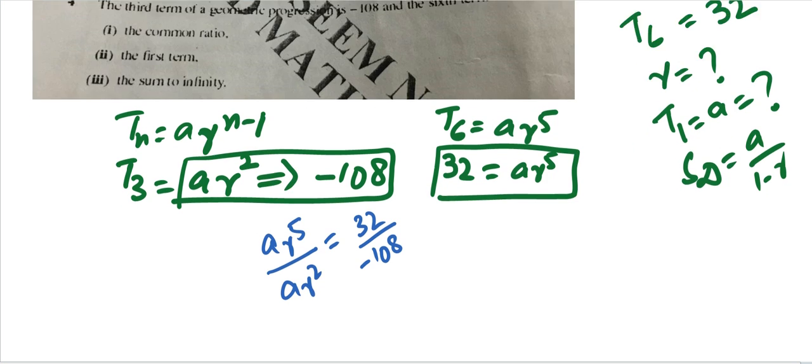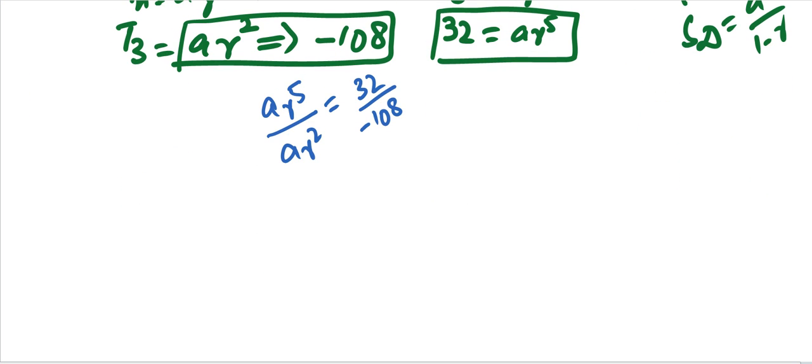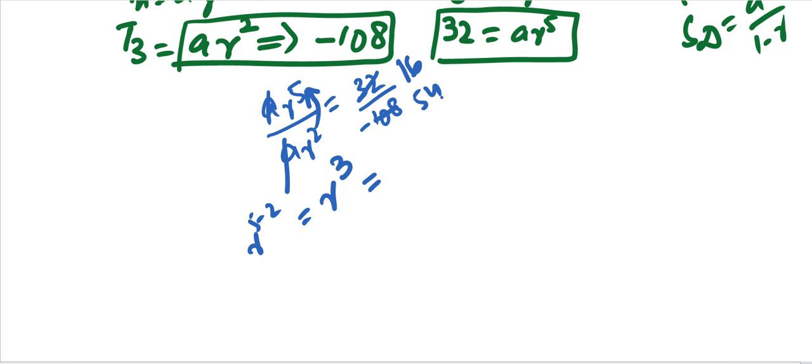And if we simplify them, what will we get here? This a I can cancel. So I will say that r raised to the power 3, because it's power 5 and power 2, and when we bring this here, it will be subtracted. So r5 minus 2 will be r3, and that will be equal to, if you cancel them, 2 16s are 32, and here 2 54s, and again if it's impossible to simplify further, it will be minus 16 upon 54.